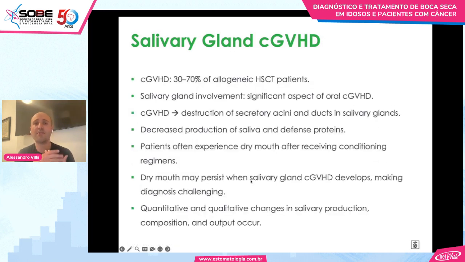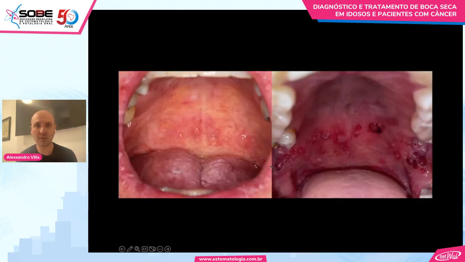And GVHD is a very common complication. It's present in 30 up to 70% of patients undergoing allogeneic hematopoietic stem cell transplantation. Salivary gland involvement is one of the most impactful aspects of oral GVHD in a negative way when we consider the quality of life of patients. These patients often experience dry mouth even after conditioning regimens, so not only as a consequence of GVHD, and they may have both qualitative but also quantitative changes in salivary gland production, composition, and output in general.